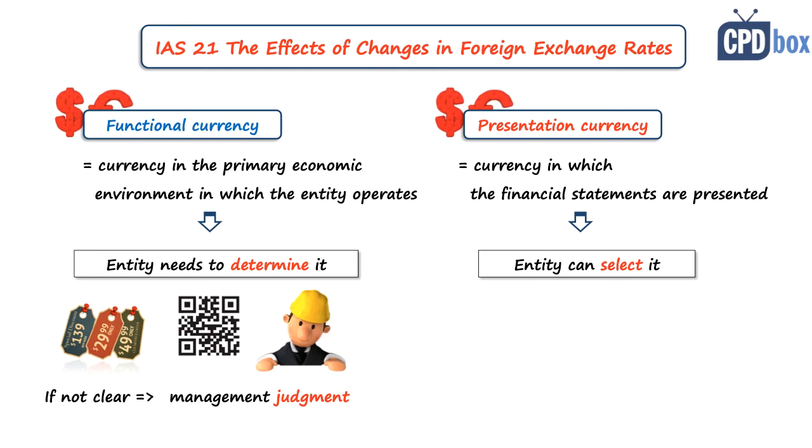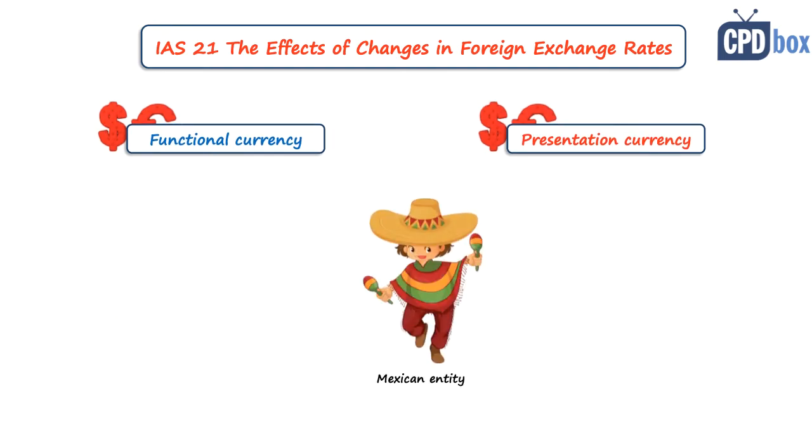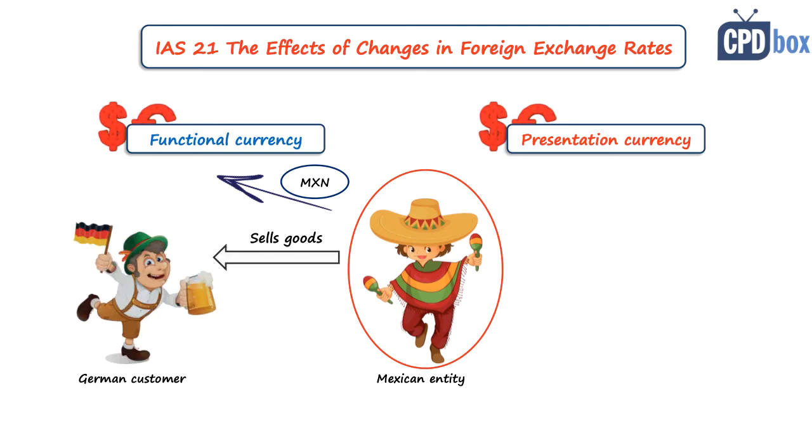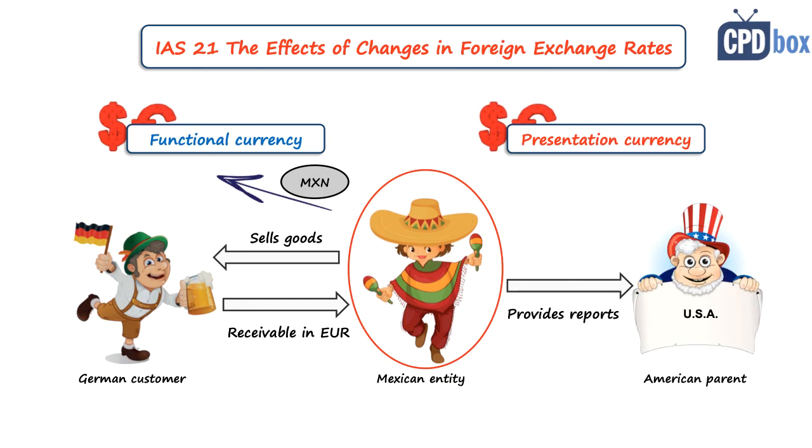So basically, imagine there is a Mexican entity and this entity operates in Mexico. So the majority of its expenses are in Mexican peso. And let's assume that therefore its functional currency is Mexican peso in most cases. Let's say that this Mexican company sells goods to a German customer and as a result it has a receivable in euro, which is the currency in Germany, and then the Mexican company needs to translate the amount of this receivable to its functional currency, the Mexican peso. Now, let's say that this Mexican entity is a subsidiary of an American parent company, and therefore the Mexican company needs to provide financial reports to its parent. So Mexicans need to translate their own financial statements in pesos to the presentation currency, which is US dollar in this case. Of course, the Mexican company can present its financial statements in a different presentation currency too when needed.